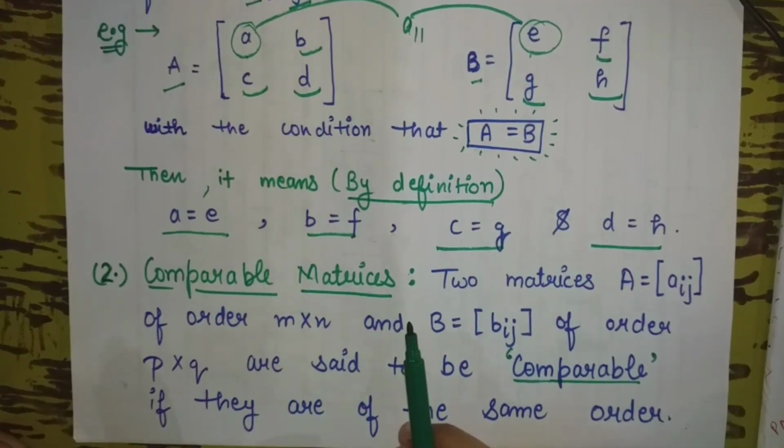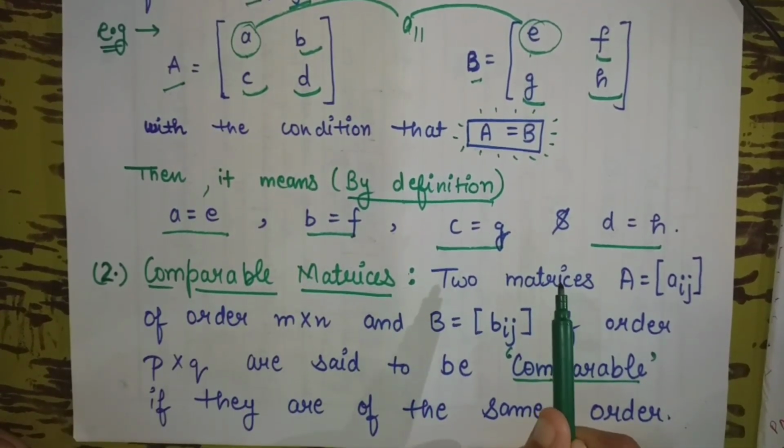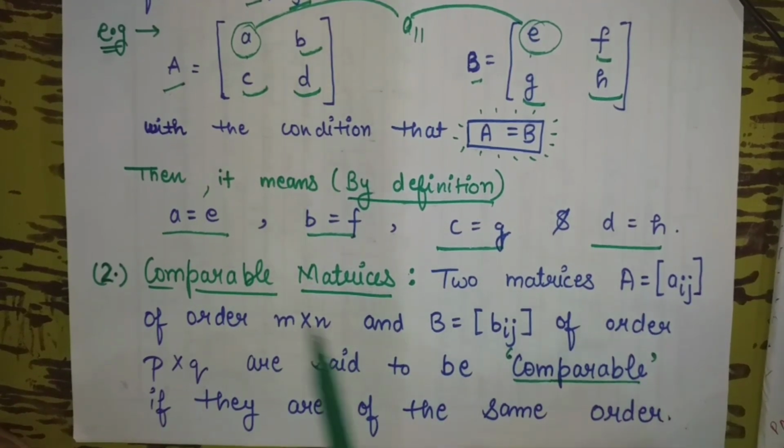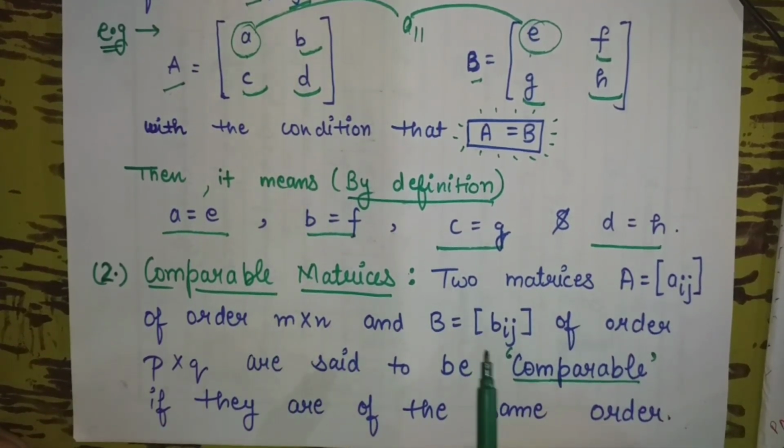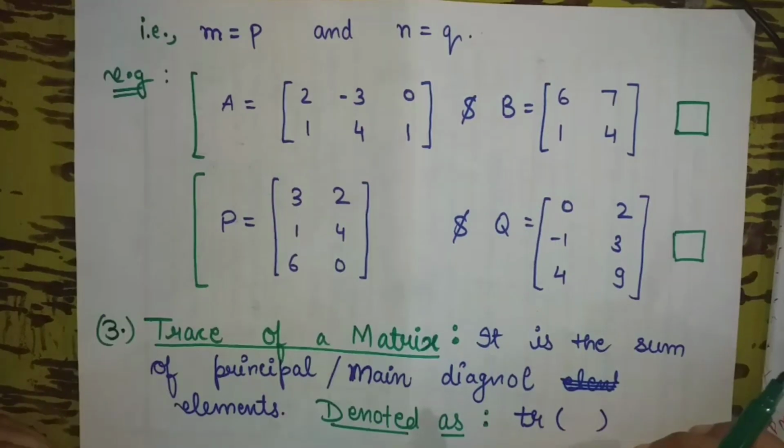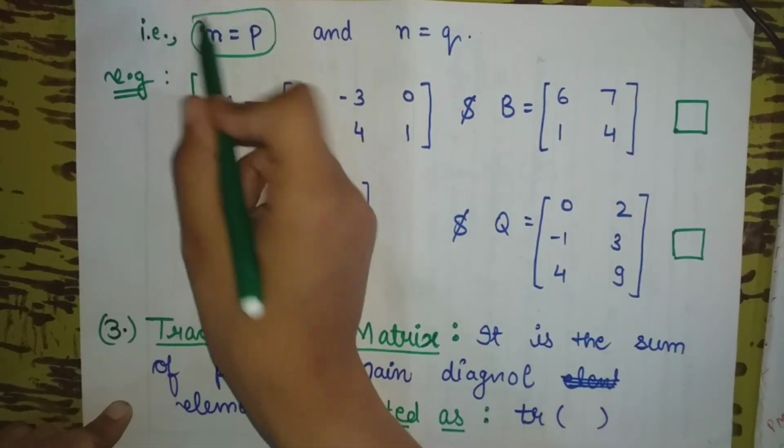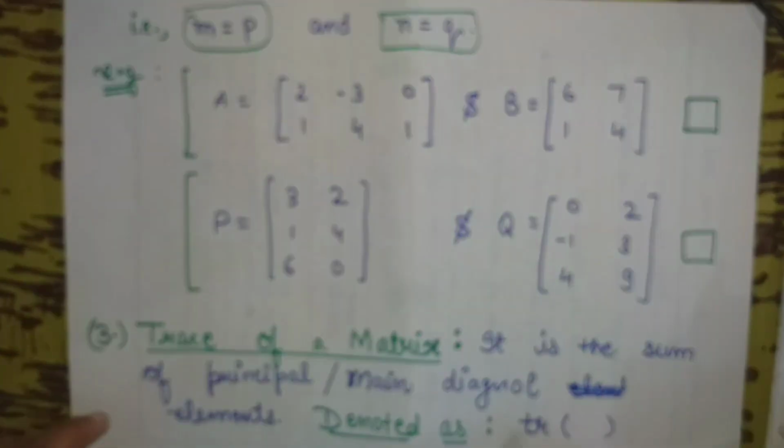Now coming to comparable matrices. Two matrices A equals Aij of order m by n and B equals Bij of order p by q are said to be comparable, or these two matrices can only be compared, if they are of the same order, that is m equals p and n equals q.